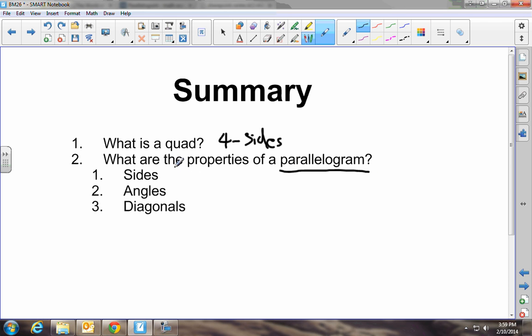All right, so you need to make sure you know the properties of the sides. Opposite sides are congruent. All right, and parallel. Angles: opposite angles are congruent, and consecutive angles are supplementary. And finally, your diagonals bisect. Oh, that writing is horrible. I apologize. They bisect each other, so they cut each other in half.